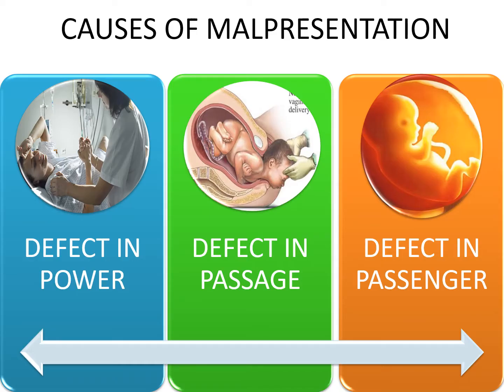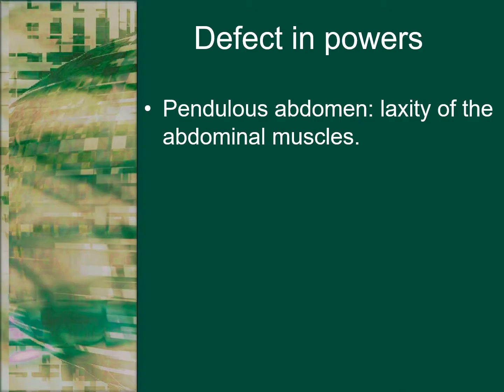Now we can see the causes of malpresentation. Malpresentation can occur mainly due to three causes: defect in the power, defect in the passage, and defect in the passenger. Let us see these one by one. The first one is defect in the power. Power means uterine contraction.